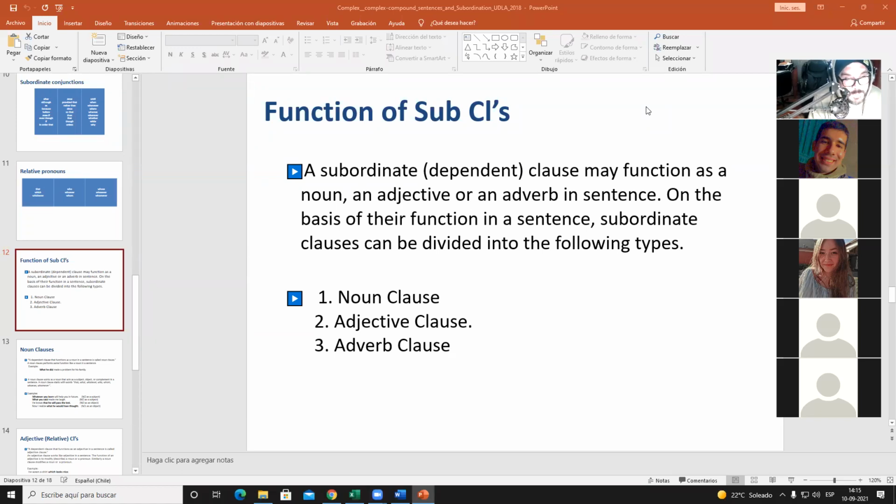Let's do it. A subordinate dependent clause may function as a noun, an adjective, or an adverb in a sentence. On the basis of their function in a sentence, subordinate clauses can be divided into the following types. Again, when we say dependent clause, some other people will call them subordinate clause. Therefore, dependent clauses or subordinate clauses can be divided into three groups: noun clauses, adjective clauses, adverb clauses. It is also important to point out that in certain grammars or in some other places, they receive other names. For example, noun clauses are called nominal clauses, adjective clauses are called relative clauses in some places, and finally, adverb clauses are called subordinate clauses, okay?